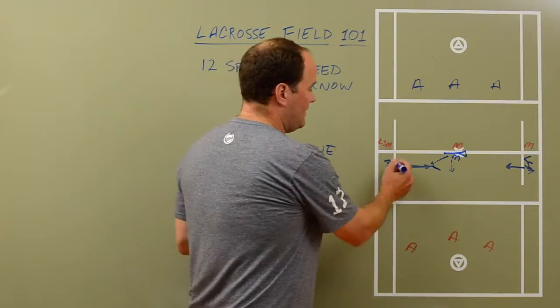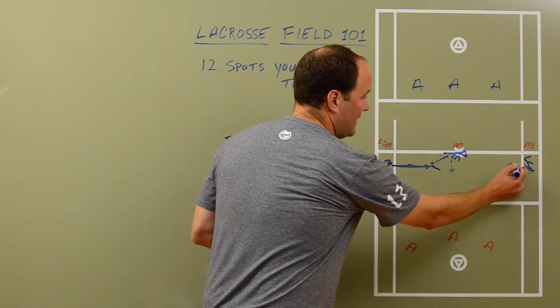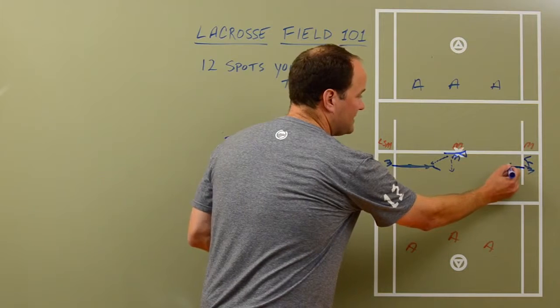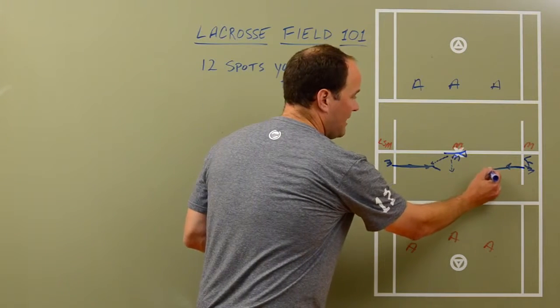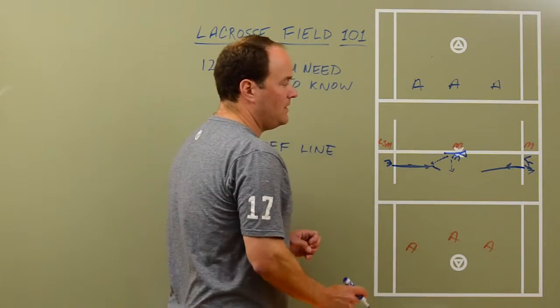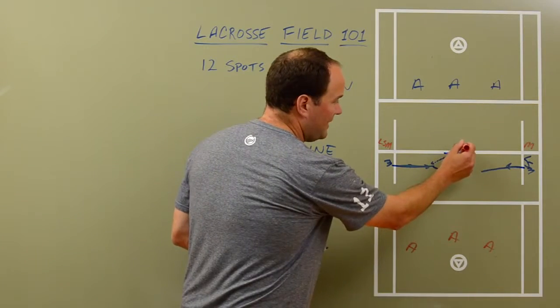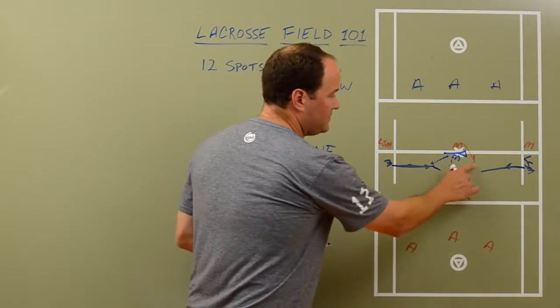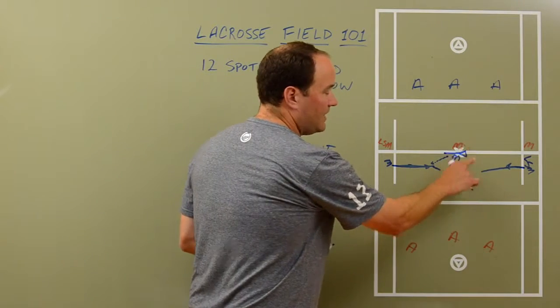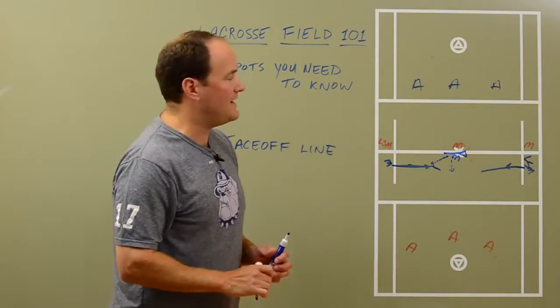Okay? Typically, the long stick midi will take a couple steps in, but also keep in mind a defensive posture. So he's looking, in case the red team picks the ball up here and starts to come down the field, he's looking to maybe cut that off and stop a fast break.